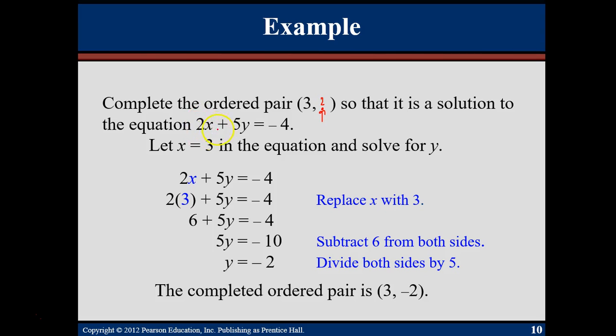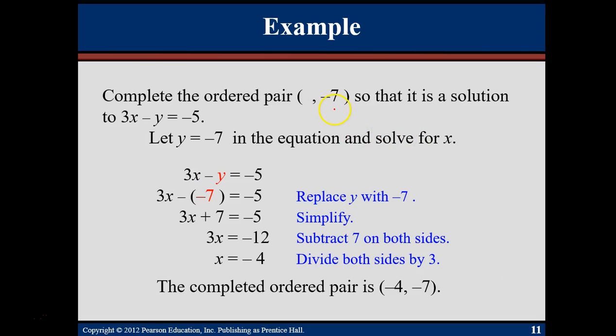I can take my x out and let x equal 3, since 3 represents the x part of the coordinate pair. Instead of saying 2 times x, I say 2 times 3 plus 5y is equal to negative 4. 2 times 3 is 6, and now I just subtract 6 from both sides, and I have 5y is equal to negative 10. Divide by 5, and you find that y is equal to negative 2. And so that's the other part of your coordinate, and now you can plot your pair.